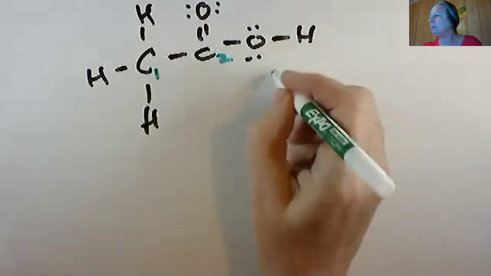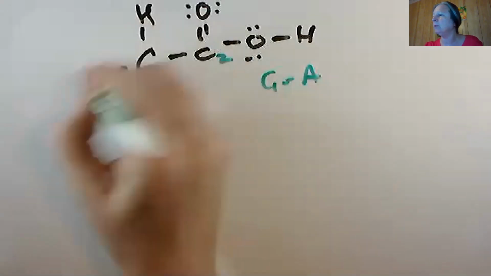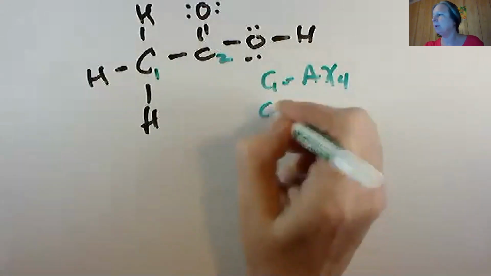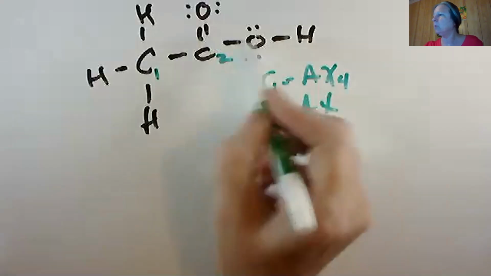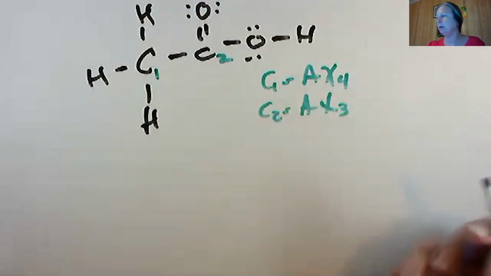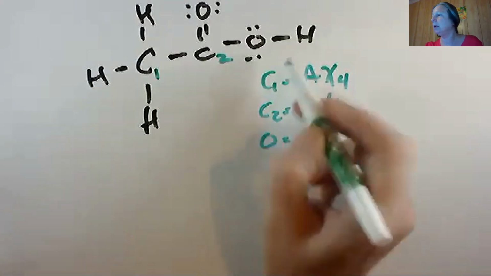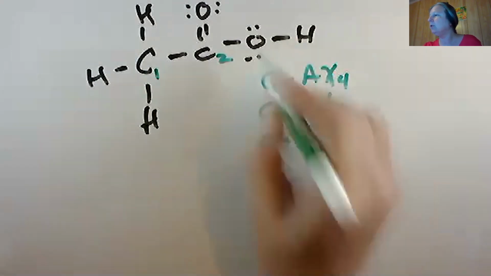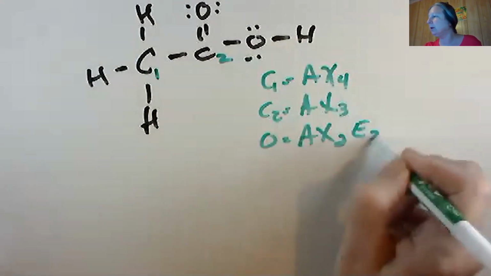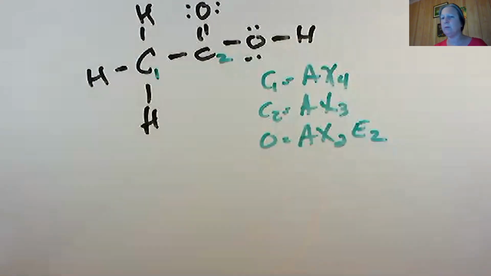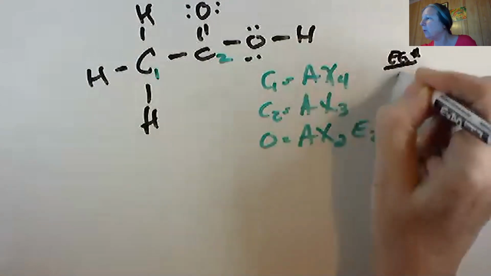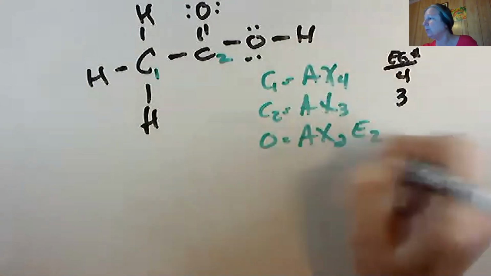The carbon 1 is A, 1, 2, 3, 4 connections, X4, no E. Carbon 2 is A, 1, 2, 3 connections, no E. Oxygen is always A, 1, 2 connections, the hydrogen and the carbon, 2 electron pairs, 2 sets of dots, E2. All right, so we have something different here. This electron group number is 4, but this is only 3, and this is 4, 2 plus 2 equals 4.